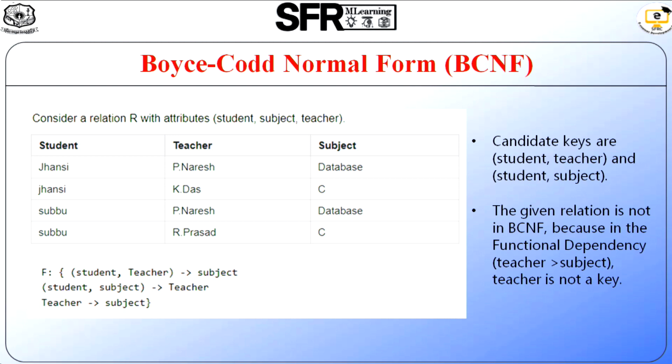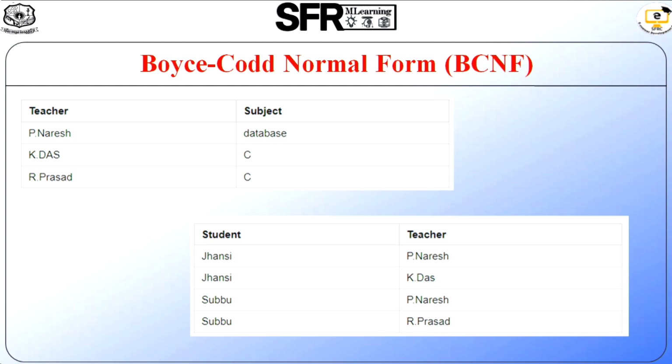See the third functional dependency. We already know that if Y is dependent on X, then X must be a super key for it to be in BCNF. Here X is teacher, and teacher is not a super key, so it violates the rule of BCNF. So we decompose this table into two tables. The first table is teacher and subject alone, and the second table is student and teacher. So now it is in BCNF.